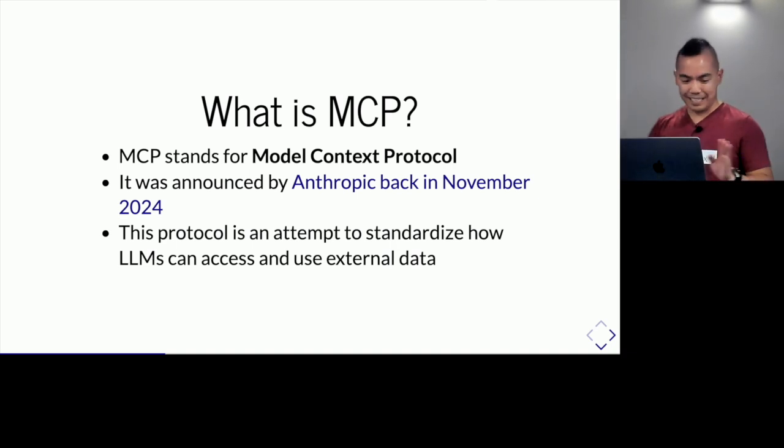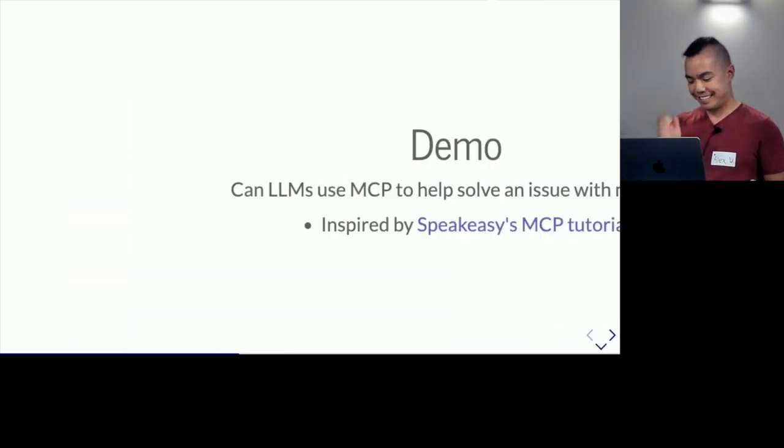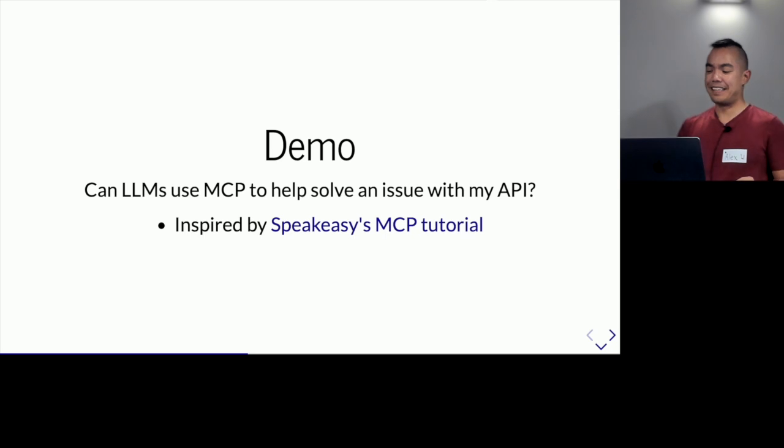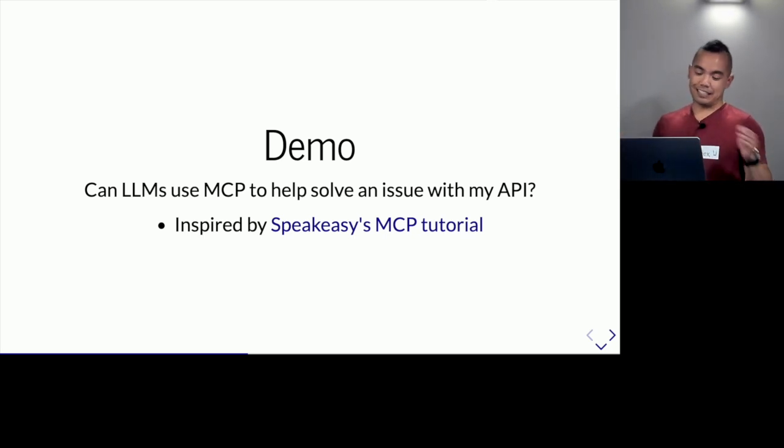We're not going to go through the nuts and bolts of how to spin up our own MCP server or build one. We're just going to be using some off-the-shelf MCP servers, hooking them into our IDE, and fixing a production 500 server error. So, with that said, let's start prompt engineering. Okay, so can LLMs use Model Context Protocol to help solve an issue with my API?